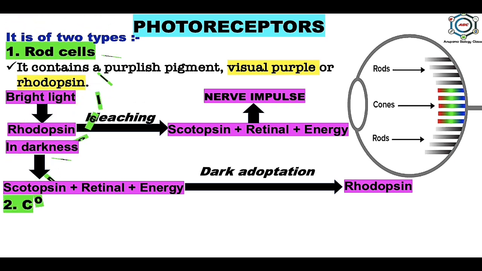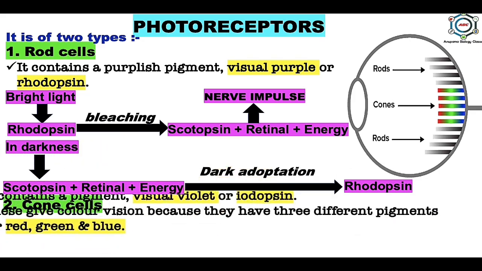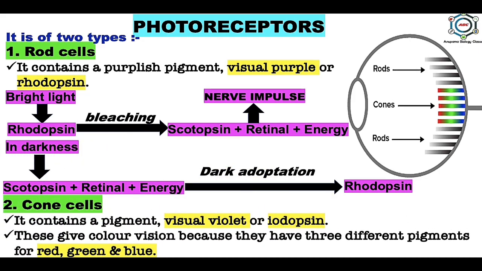After that, second is cone cells. It contains a pigment that is visual violet or iodopsin. This gives color vision because they have three different pigments for red, green and blue. For red, erythrolabe, for green, chlorolabe and for the blue, cyanolabe. Lack of one or more types of cone cells causes color blindness.